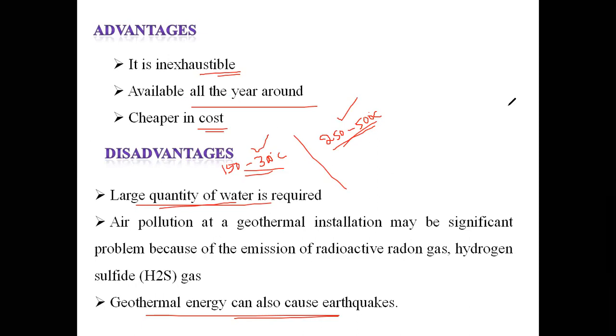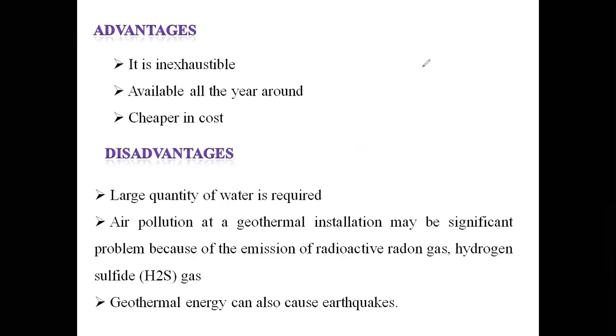Air pollution at geothermal installations is a significant problem because of emission of radioactive radon gases, hydrogen sulfide gases, and so on. But compared to the remaining conventional power plants, the effect is somewhat less in geothermal power. These are the various advantages and disadvantages of the geothermal power plant compared to the other power plants.